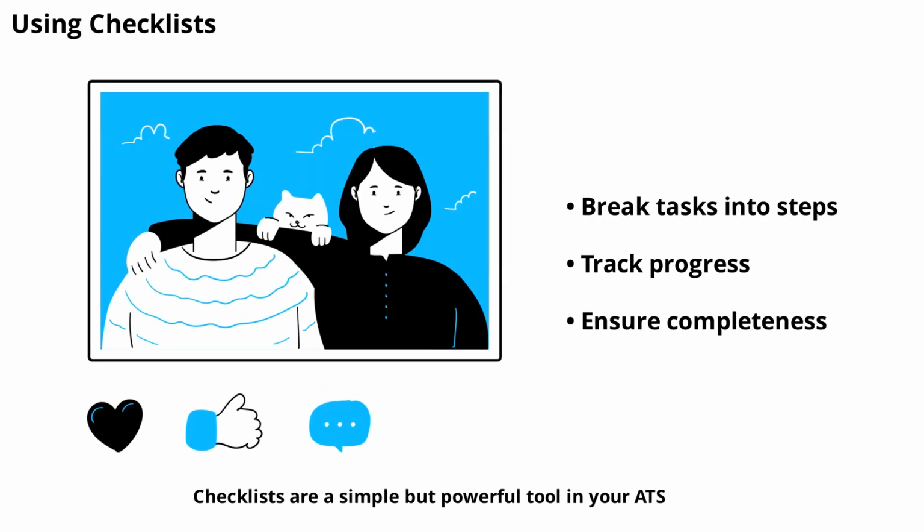Checklists are a simple but powerful tool in your ATS. Use them to break down complex tasks into smaller steps, ensuring nothing is overlooked. Team members can check off items as they're completed, providing a clear sense of progress. Checklists are especially useful for onboarding, quality control, or multi-step processes within your project.